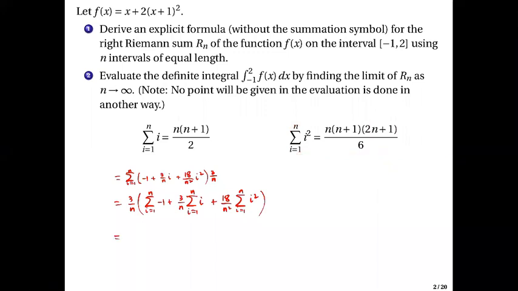It's just, so we have 3 over n times the sum of -1, i from 1 up to n, that's just -n. And then plus, we have 3 over n times the sum of i, i from 1 up to n, we can use this guy here. So we will have n times n plus 1 over 2. Then plus 18 over n squared.